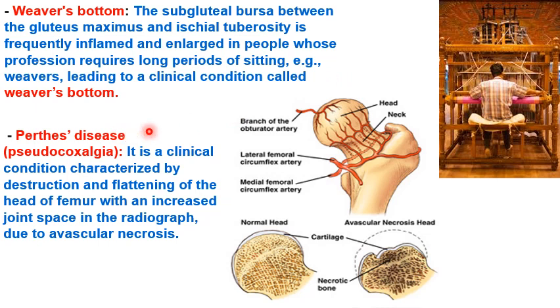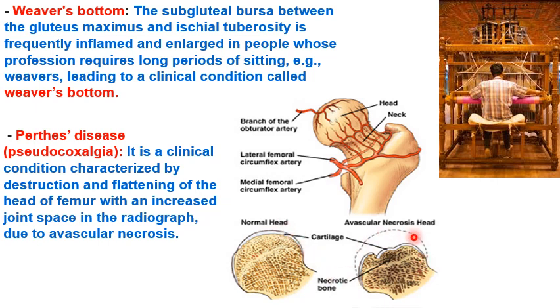In Perthes disease, that is pseudocoxalgia, it is a clinical condition where there is destruction, here you can see, and flattening of the head of the femur with an increase in the joint space, which can be very clearly noticed in a radiograph, and this is due to avascular necrosis of the head of the femur.